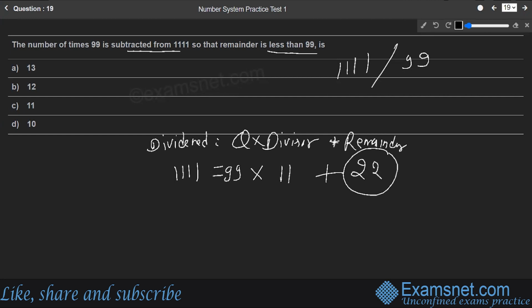And how many times can you subtract 99? You can subtract 99 11 times. If you subtract 99 11 times, then the last number you will be left with is 22, and obviously you will not be able to subtract 99 from 22. So clearly, 11 times you can subtract the number 99 from 1111. So that is the right answer. Option C, 99, is the right answer.